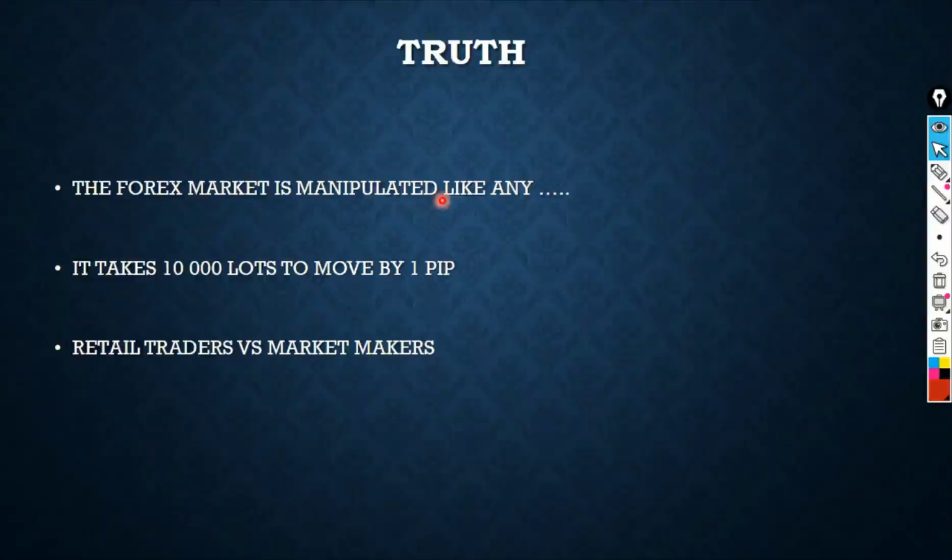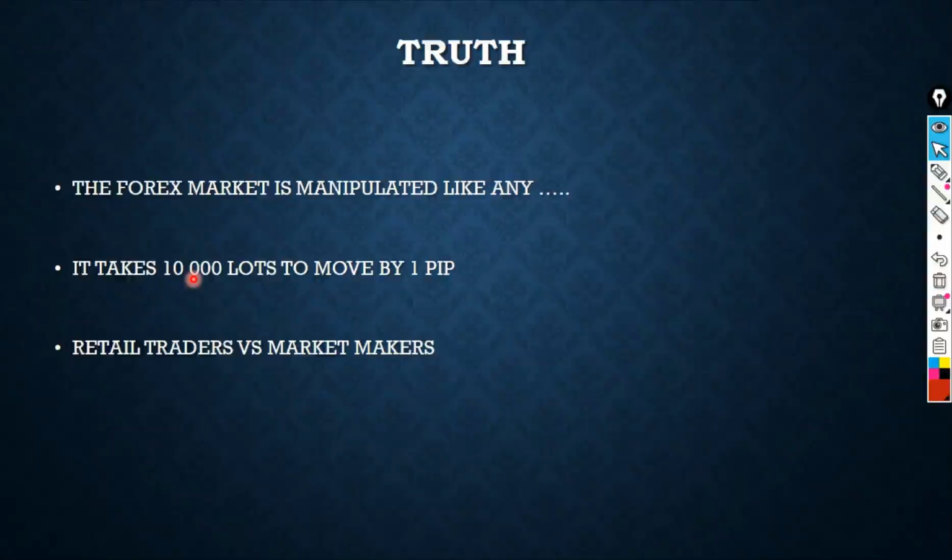Like I was told and read in a book, it takes 10,000 lots to move the market by 1 pip. So 10,000 lots on a standard account, that's a lot of money, something like more than 100,000 to move the market by 1 pip. If you have taken time to watch how the market moves and behaves, you see that the market fluctuates very fast. 1 pip, 2 pips, it will be fluctuating very fast. So there's a lot of money involved.